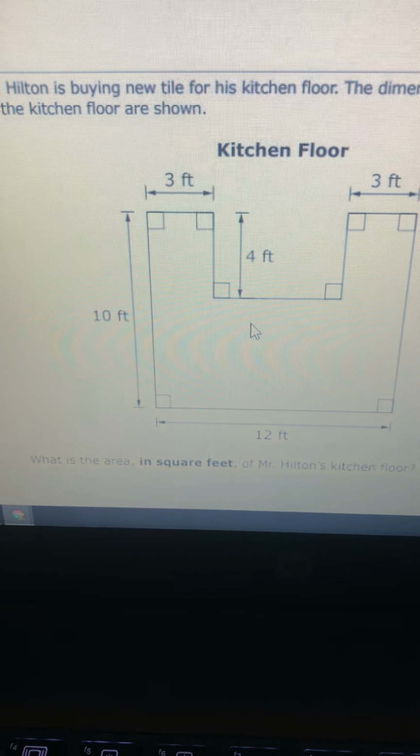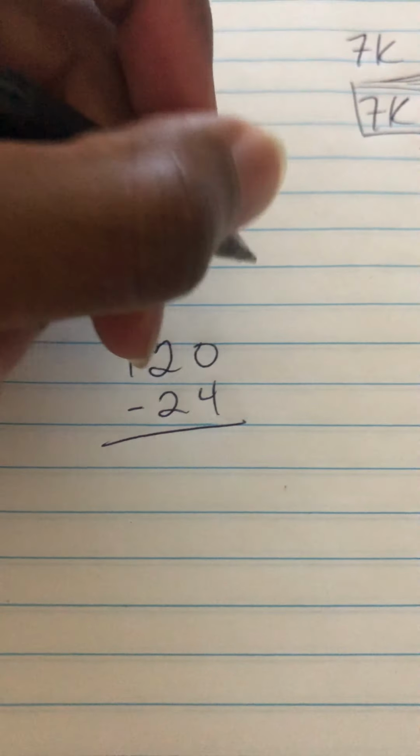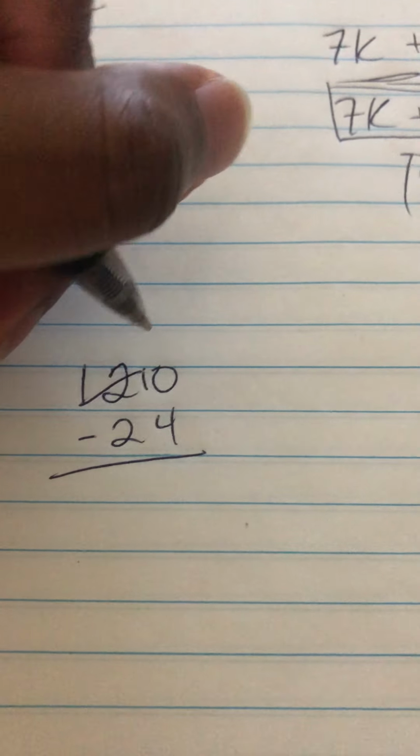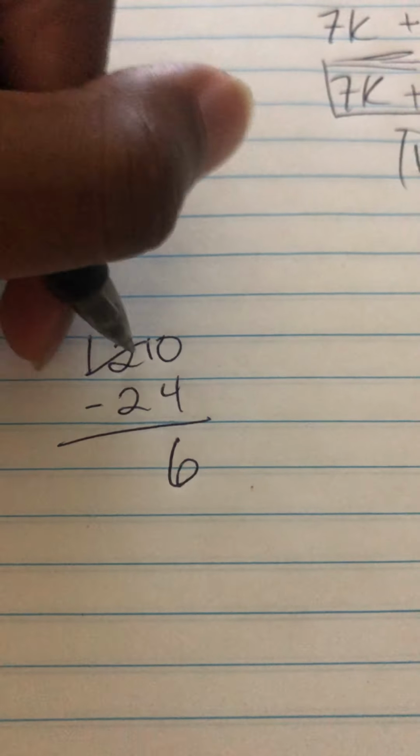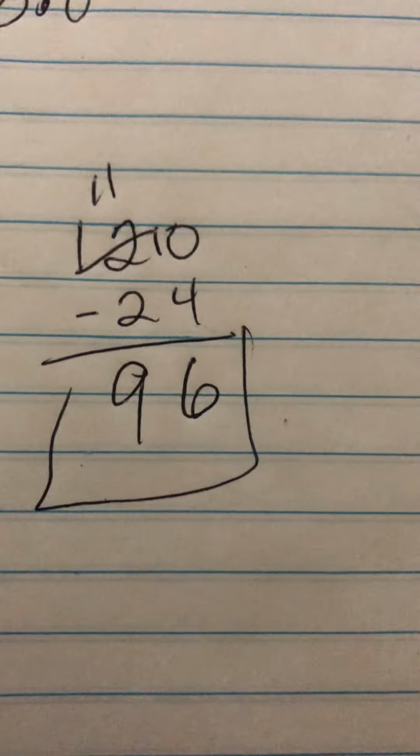So if we take 120, right? I'm going to write it down because we know the whole box is 120, and we subtract that blank spot from it, which is 24, right? We got to cancel that out. That's going to become that, and that's going to become 6, and then this becomes 11. 11 take away 2 is 9, and so therefore that is 96 feet squared. 96 feet squared. You guys knew that. That was super easy. And that is letter C.